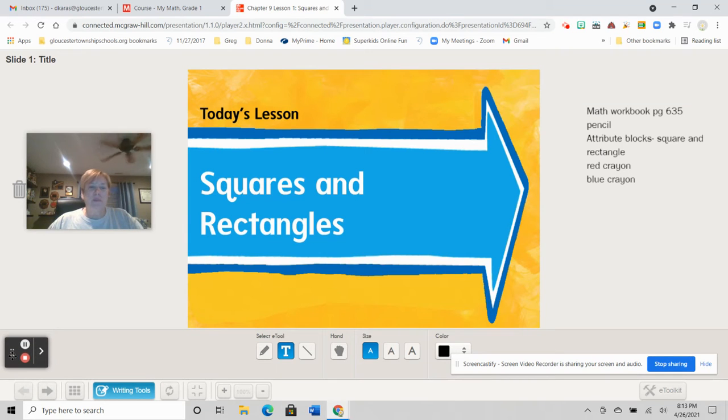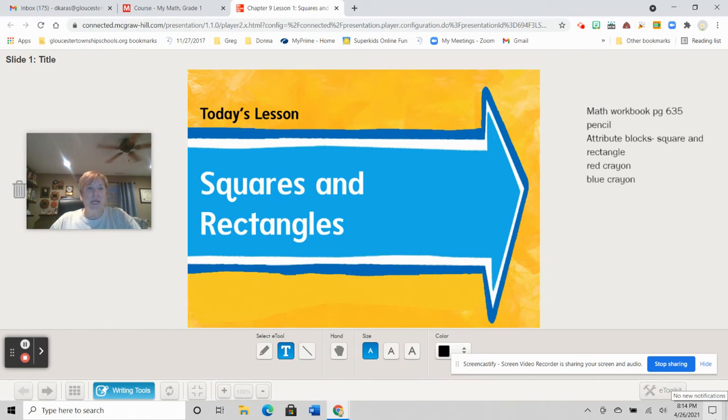Hi, boys and girls. Before we begin today's lesson, please make sure you have the following materials: your math workbook, pencil, attribute blocks, one square and one rectangle. Now, those are those little blocks that came in the little baggie I gave you, and you've been wondering when we're going to use them. We're going to use them for this chapter. And one red crayon and one blue crayon. So if you need to go get those materials, pause the video and then come back.